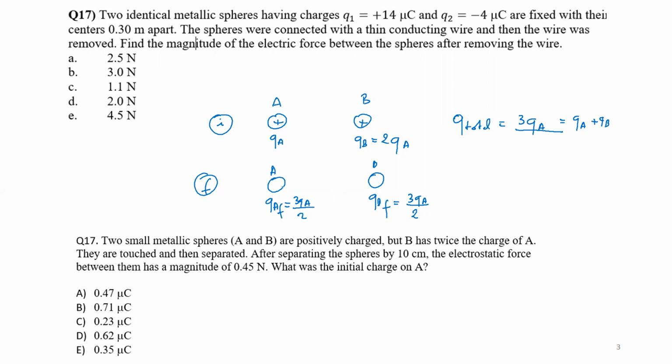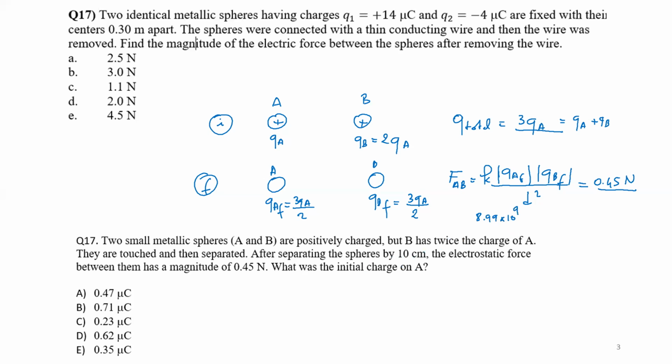Now, I told you that the electrostatic force between A and B in magnitude, after, is just K, QA final, multiplied by QB final, divided by the distance squared. And this electrostatic force between them in magnitude is just 0.45 Newton. So now the question is, what was the initial charge on A? Easy. So I just say that 0.45 Newton is equal to K. I know K. What is K? 8.99 10 to the power 9.